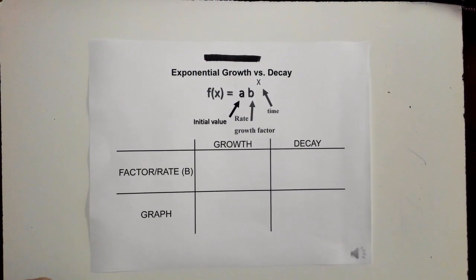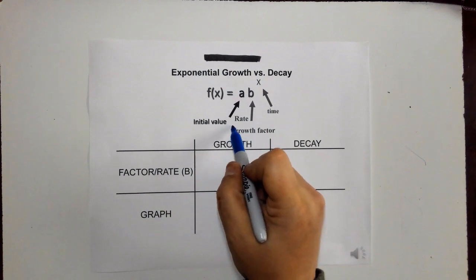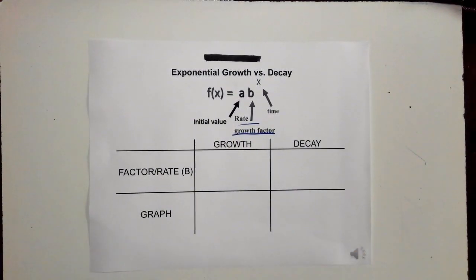What you see as f(x) equals a times b to the x power is the generic exponential function. But we have two different kinds of exponential functions, where one can be the growth and the second one is the decay. And how does that actually differ depending on the question? Well, everything depends on the rate, the growth factor, okay?